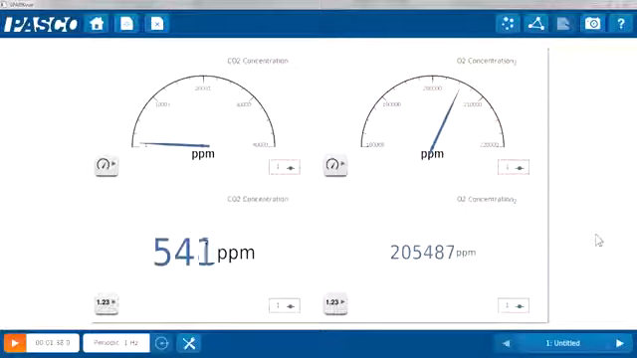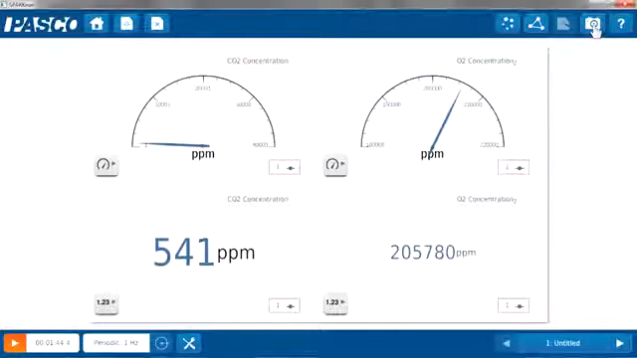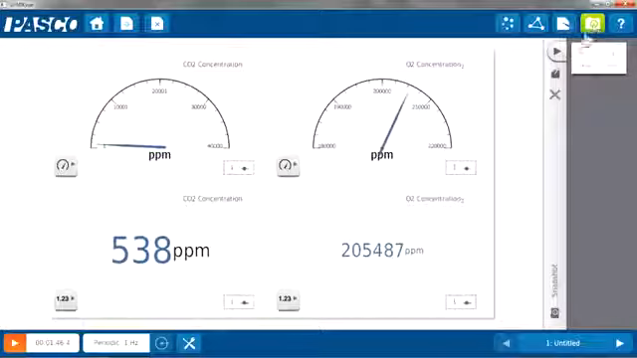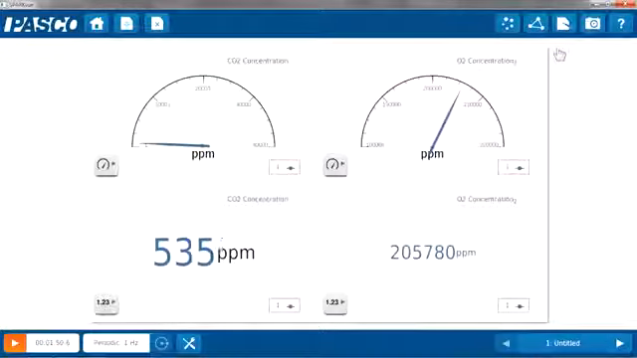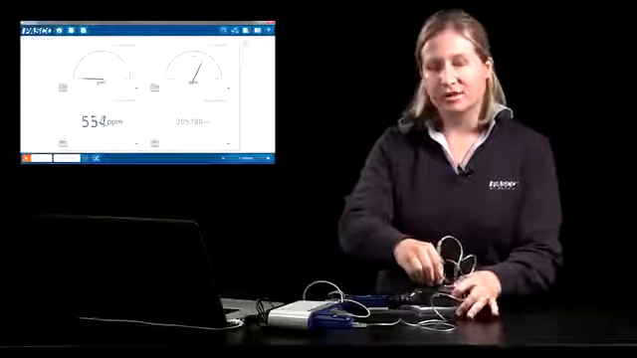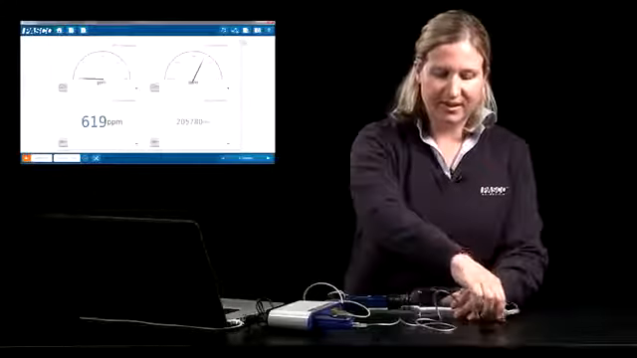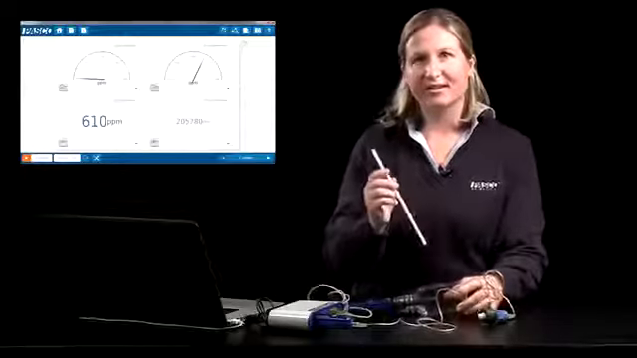Now we're going to compare the room air to exhaled air. I'm going to preserve these initial values by taking a snapshot of the page. And then I'll return to my data collection. And I'm going to remove the oxygen sensor from the side of the bottle, take a deep breath and exhale into the bottle.